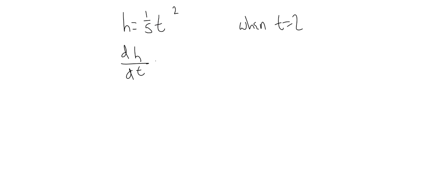Okay, so this we should know is what? Yeah, T. Okay, good. It's just 2/5 t. Bring this down and multiply, subtract 1. Now I want to know what the rate of change is when t is 2. So I'm just going to put that in. 2/5 times 2, which is 4/5. Okay, so we don't have any units of measurement or anything, so that would just be our answer.